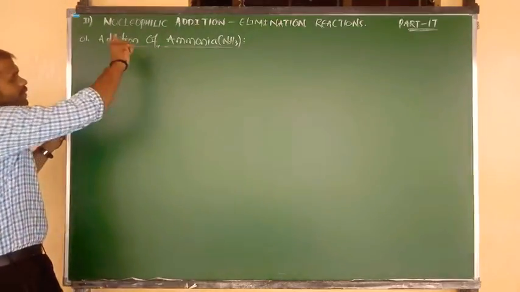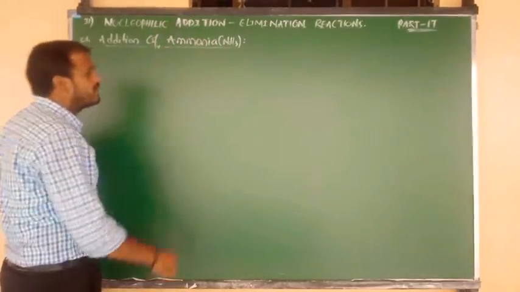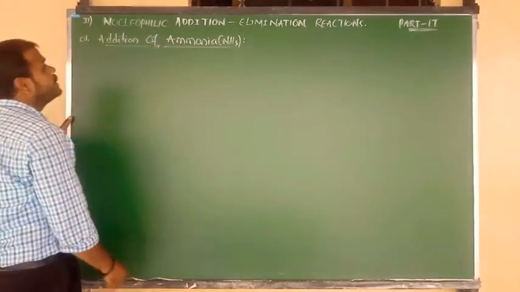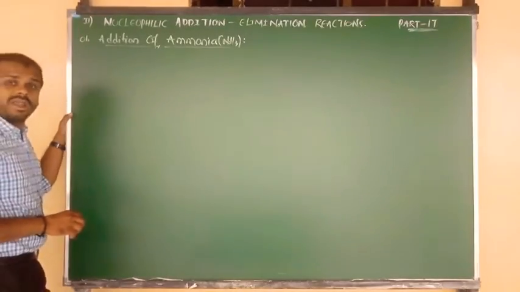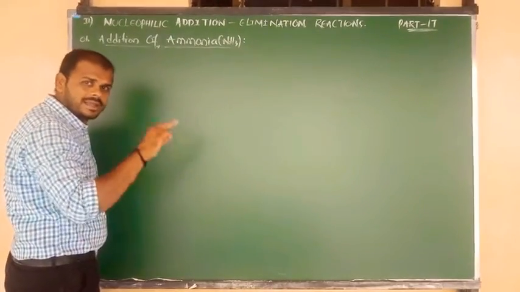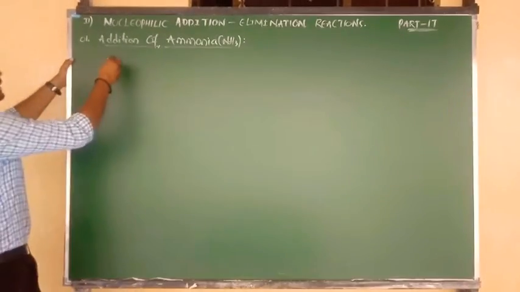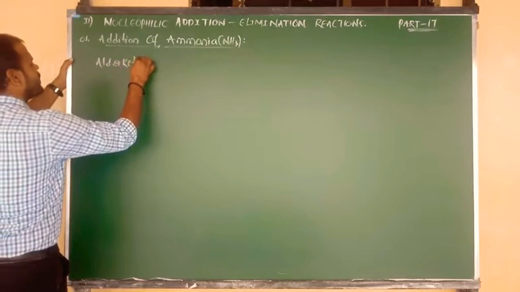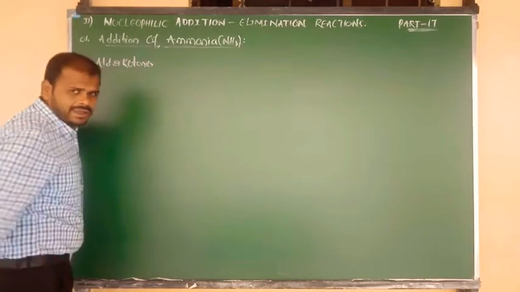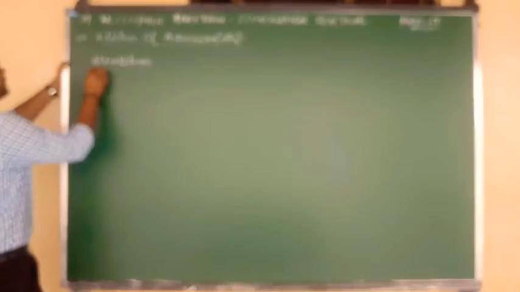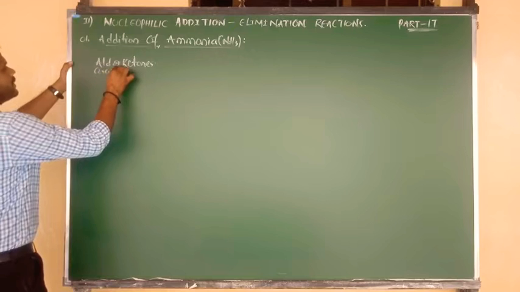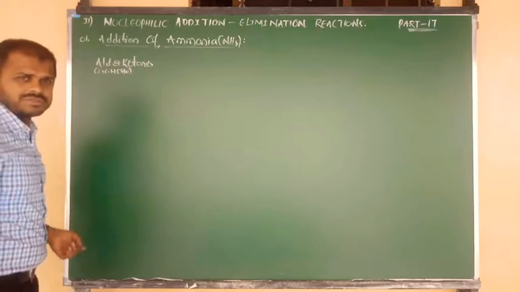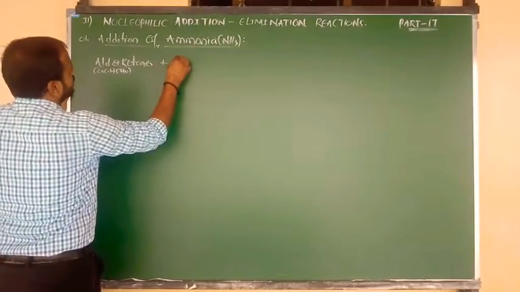Okay, so in nucleophilic addition and elimination reactions, number 1 is addition of ammonia. What's the formula, beta? NH3. First of all I am going to give you the statement: what happens when ammonia is added to aldehydes and ketones. So this is the property of aldehydes and also the property of ketones, but try to remember here, except formaldehyde, HCHO.